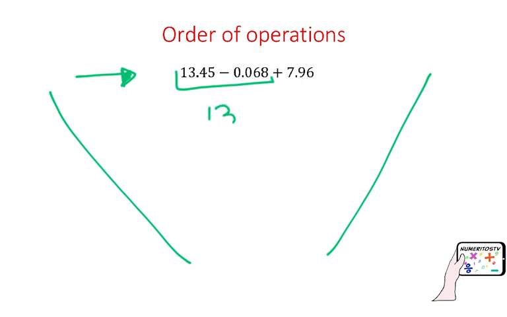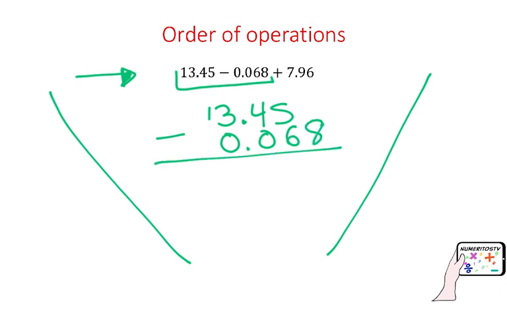So I am going to align my decimals. So I'm going to do 13.45 minus 0.068. Don't forget to align the decimal points vertically, the place values. As you can see, I need to write a 0. It's a necessary 0 in that place value, especially because we are subtracting, and then you subtract carefully.